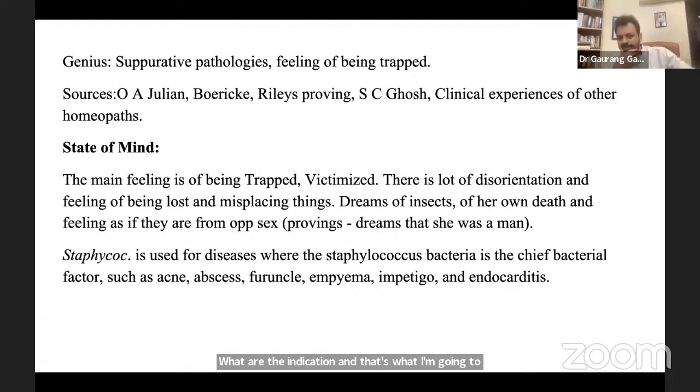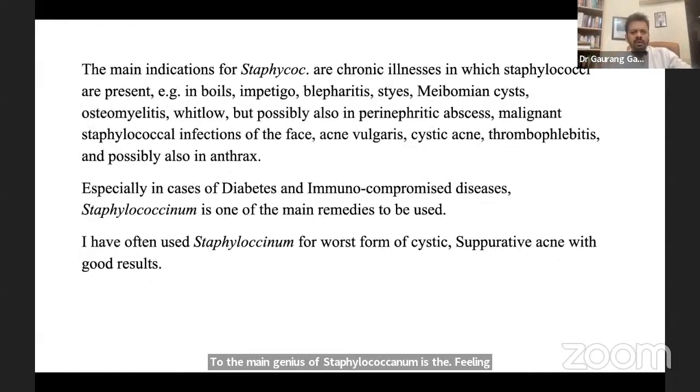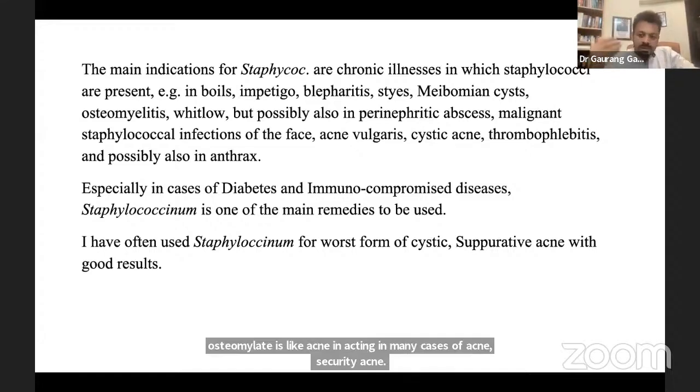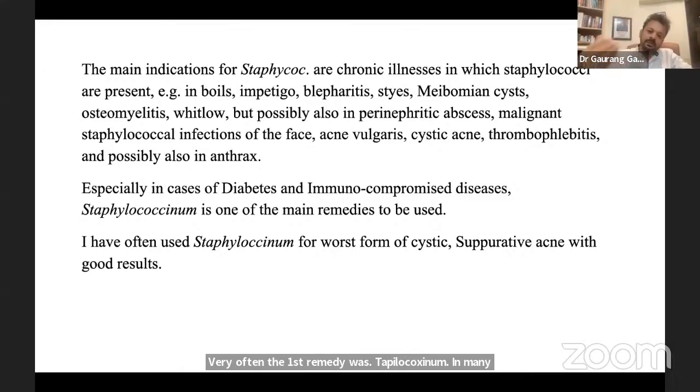So the main genius of Staphylococcinum is suppurative pathologies, feeling of being trapped. Let me talk a little bit more about this. Of course, the main indication of Staphylococcinum that we knew in our past generation of homeopathy, thanks to French homeopaths, is that it is an important remedy, especially in diseases where Staphylococcus bacteria is present, like boils, like impetigo, like infections, like osteomyelitis, like acne. In many cases of suppurative acne, very often the first remedy was Staphylococcinum. In many cases of diabetes, immunocompromised disease, where there is bacteria, the first remedy was Staphylococcinum. This is something we knew.